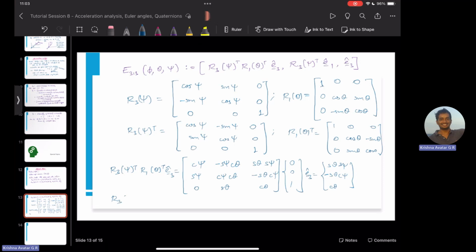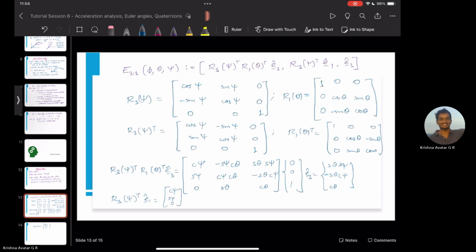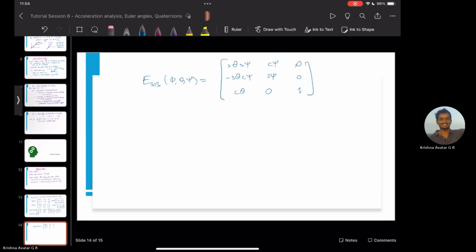Likewise, R3 multiplied by e1 gives the first column, so we have c psi, s psi, 0. So effectively our E313, which is a function of phi, theta, psi, is given by s theta s psi, minus s theta c psi, c theta; what we have here is c psi, s psi, 0; and the last one is 0. This is what we expect from doing all these operations.